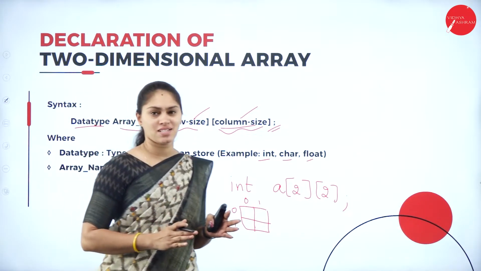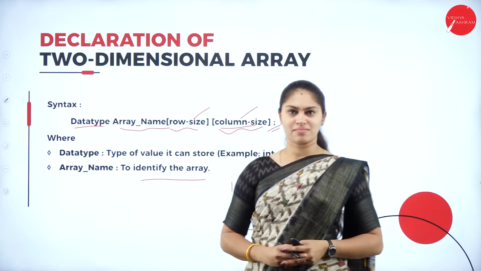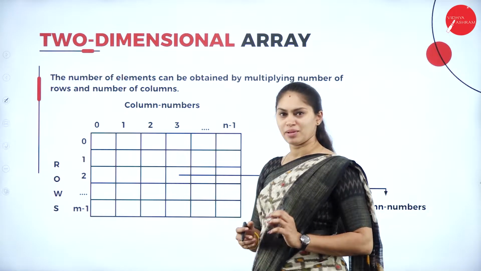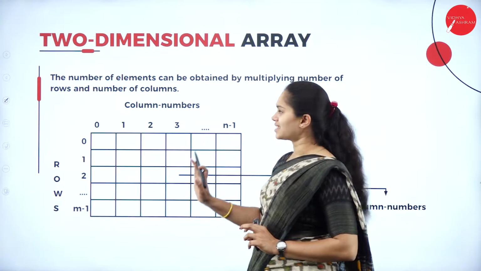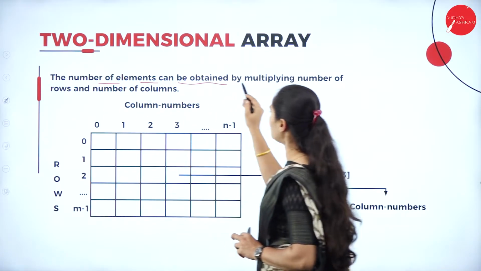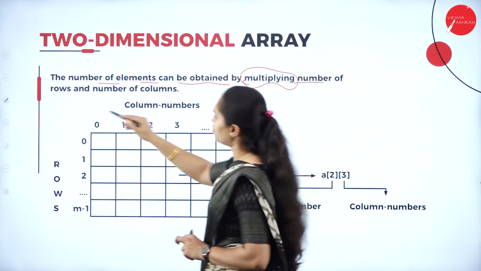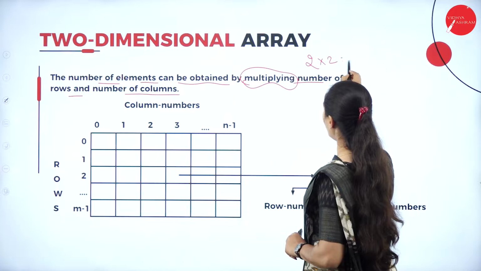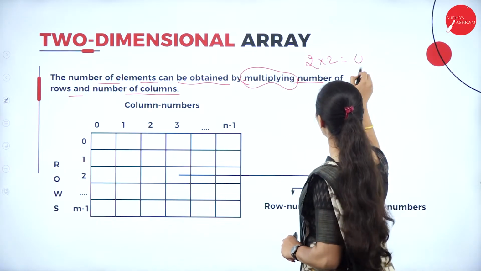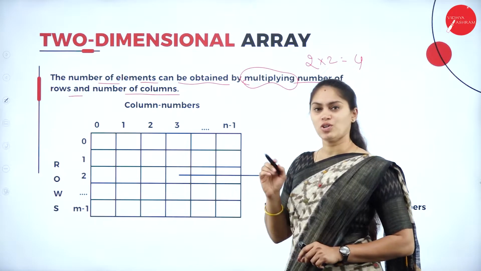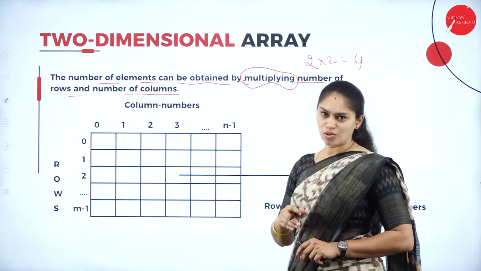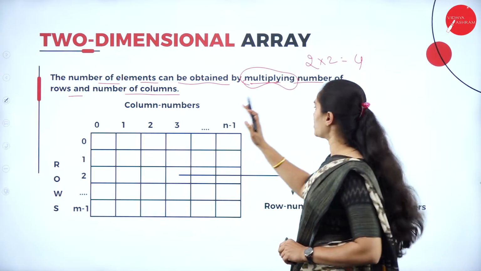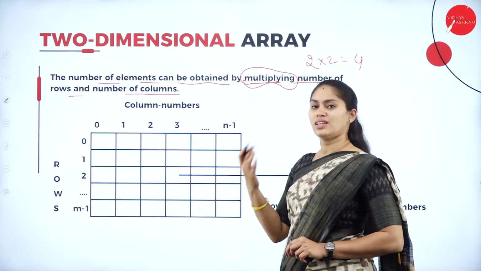Now we'll see the representation of this 2-dimensional array. Here you can see the representation. In the previous example I told you how to do the indexing. Here we can see the number of elements can be obtained by multiplying the number of rows and the number of columns. As I told earlier, if it is 2 cross 2, how many elements can there be? 2 into 2 will be 4, right? Up to 4 elements it is going to hold. It will have 2 rows as well as 2 columns. By multiplying the row number and column number, we get the total number of elements.